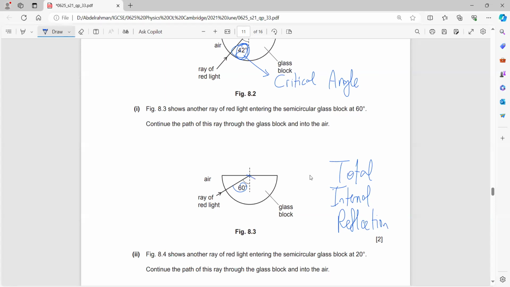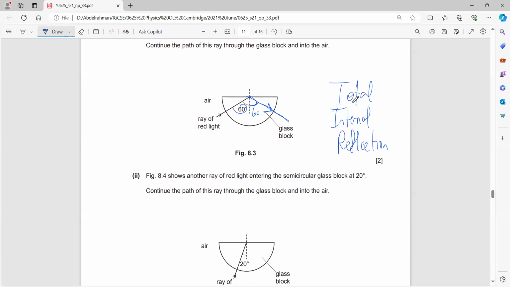So we need to measure angle 60. It will reflect back with the same angle, and this angle will be 60. Of course, you need to measure it using the protractor and draw it using a ruler. It has to be very accurate.